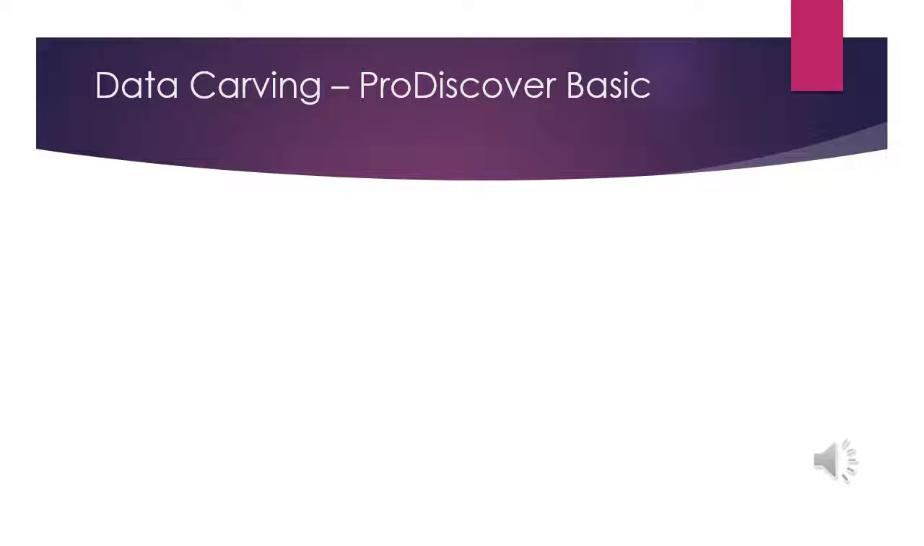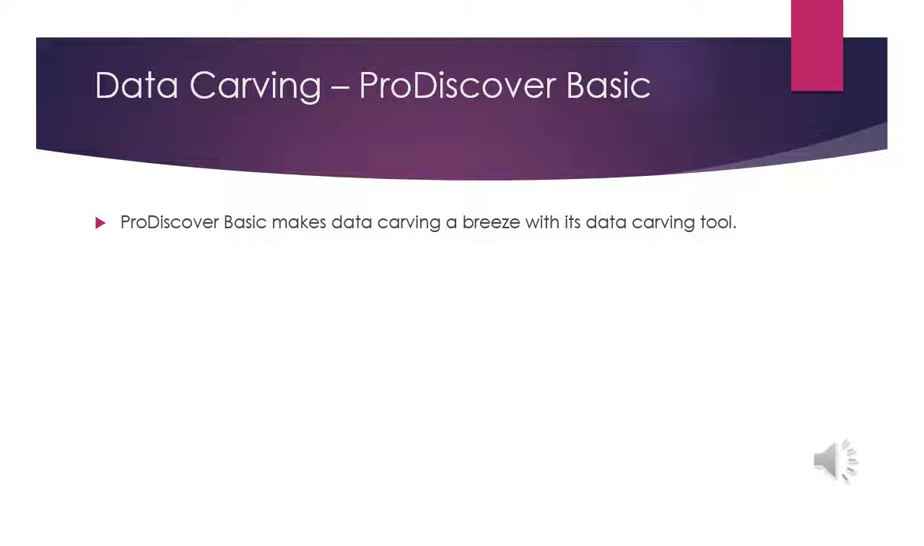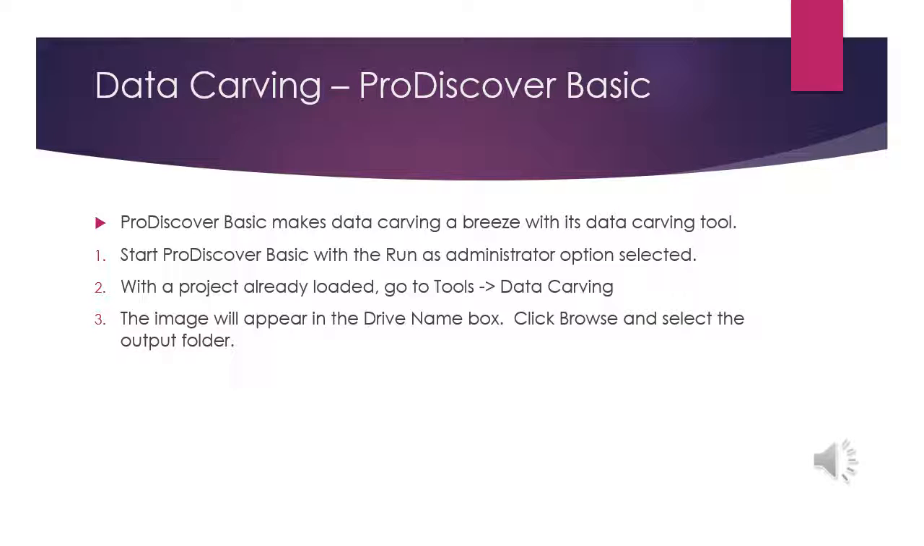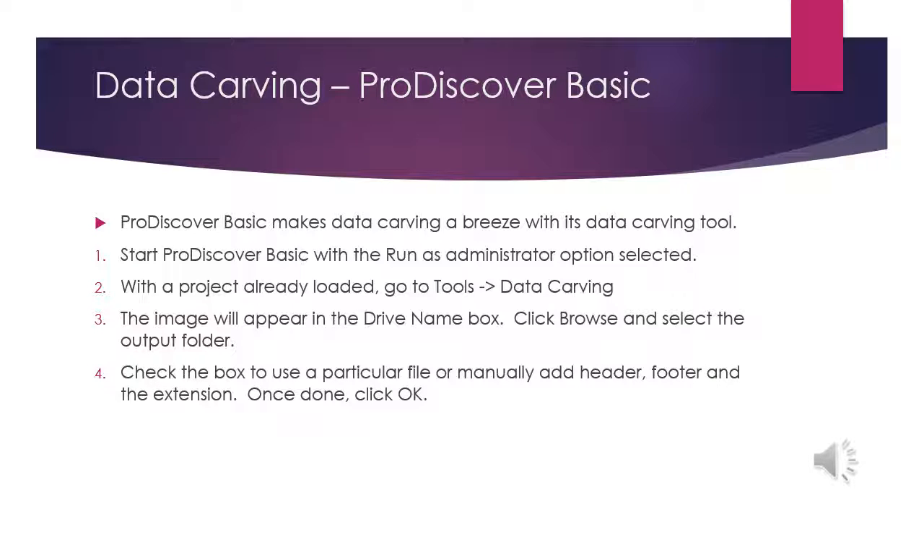Okay, the next process is data carving. This is also done with ProDiscover Basic, which makes it easy with its data carving tool. So you start ProDiscover Basic with Run as Administrator. You already have a project loaded. Go to Tools and Data Carving. The image will appear in the drive name box. You click Browse and select the output folder. And then you click the box to use a particular file or manually add your header.